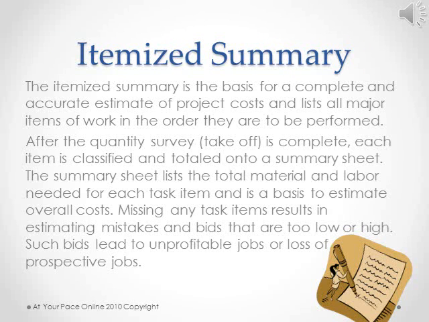Itemized summary. The itemized summary is the basis for a complete and accurate estimate of project costs and lists all major items of work in the order they are to be performed. After the quantity survey is complete, each item is classified and totaled onto a summary sheet. The summary sheet lists the total material and labor needed for each task item and is a basis to estimate overall costs. Missing any task items results in estimating mistakes and bids that are too low or high. Such bids lead to unprofitable jobs or loss of prospective jobs.